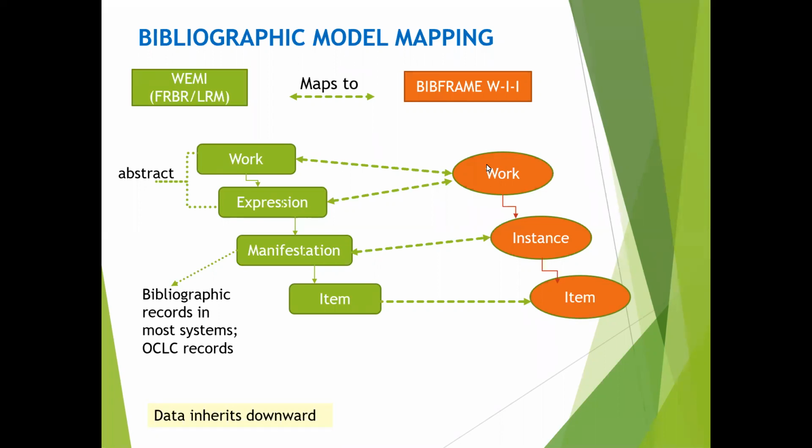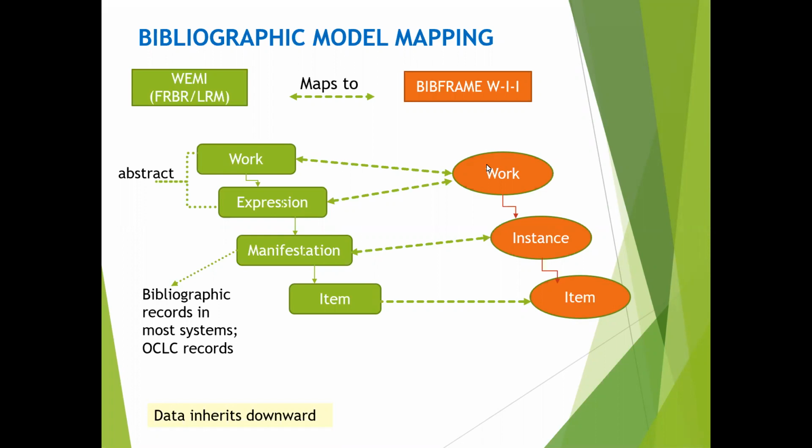So BIBFRAME says, well, what about that WEMI thing? And what are we going to do with it? I am not privy to any of the decisions, so I have no idea why decisions were made in the way they were. So you'll have to talk to someone on the committees for that. They said, okay, work and expression, we're just going to collapse it into one bucket called work. Yay, I think that's fantastic. Manifestation, we're going to call instance. And then item, we're going to call, well, item. Again, information's going to inherit down, but we've just collapsed the WE into work.